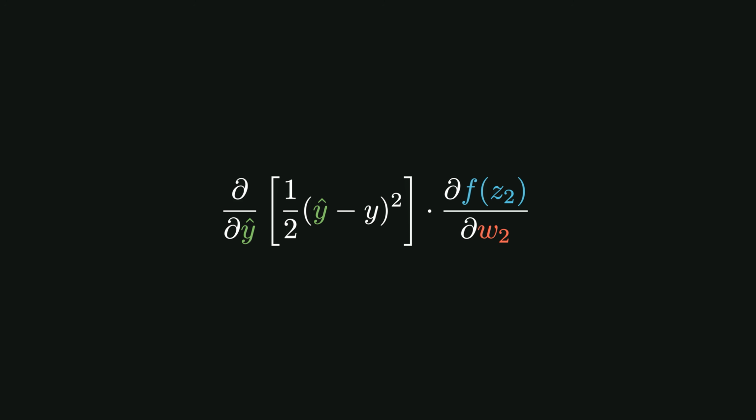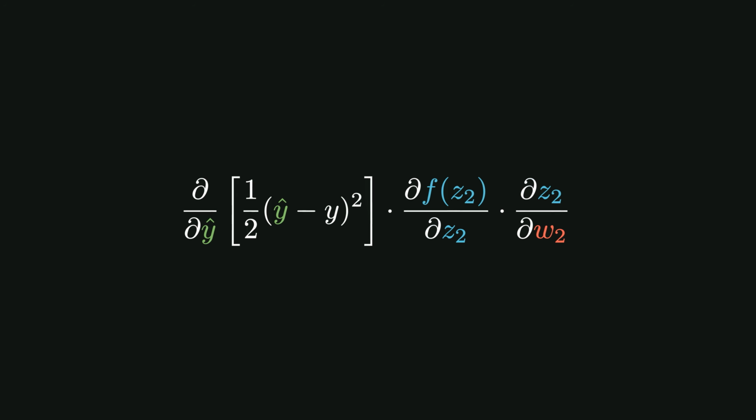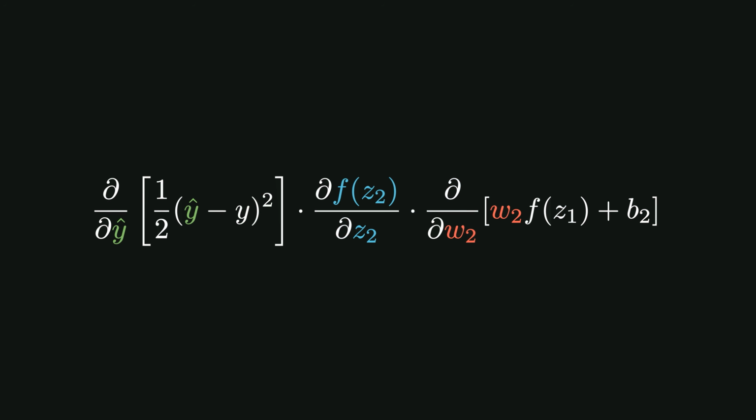Now let's substitute the value of y hat in terms of the activation function. Even here, we still don't see W2 directly in the equation. So, we need to apply the chain rule once again. First, we differentiate with respect to Z2, which is the input to the activation function. Then, we differentiate Z2 with respect to W2. Next, when we expand Z2 into its weighted sum form, we finally get an expression where W2 explicitly appears. At this point, we can differentiate directly with respect to W2 to get our final result.